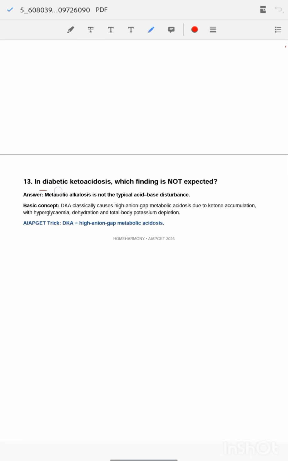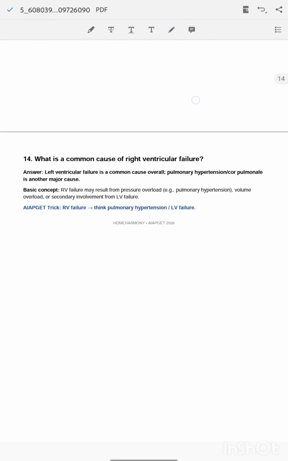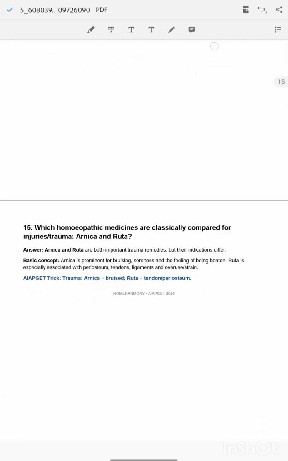In diabetic ketoacidosis, which finding is not expected? In diabetic ketoacidosis, metabolic alkalosis is not a typical acid base disturbance. What is a common cause of right ventricular failure? So in right ventricular failure, we can think of pulmonary hypertension.